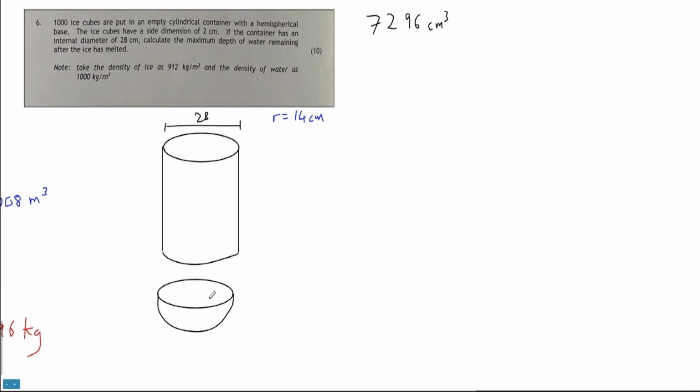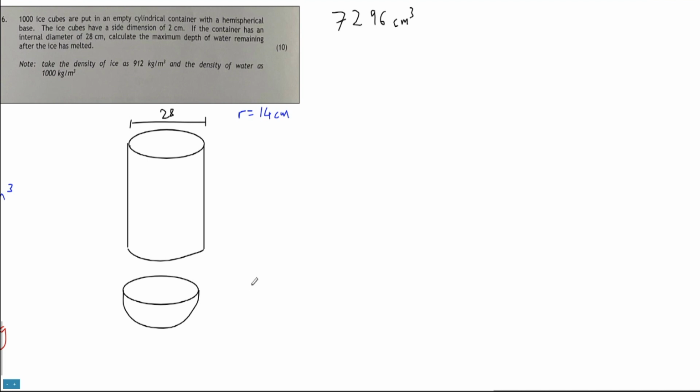I need the volume of this hemisphere first. So let's have a look at the hemisphere. The volume of a hemisphere is going to be the same as a sphere, which is 4 over 3 pi r cubed, and then we divide the whole thing by 2. This will be the volume. I know the radius is 14, so we're good to go on this.